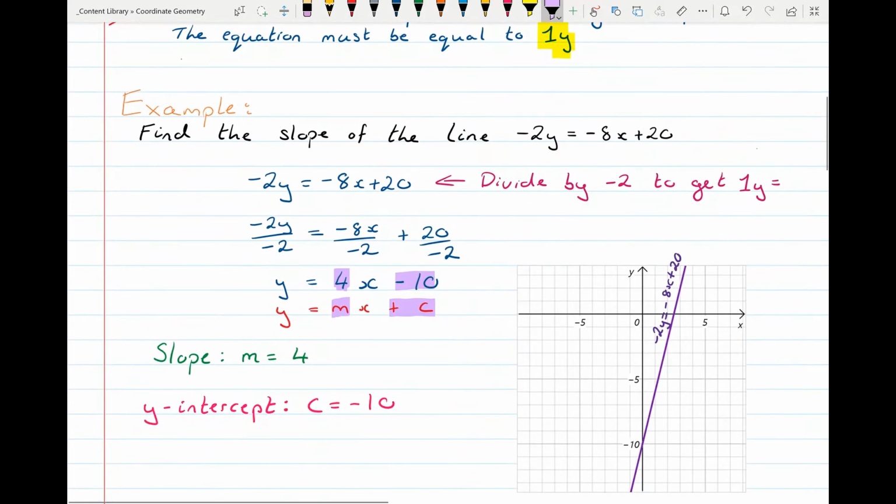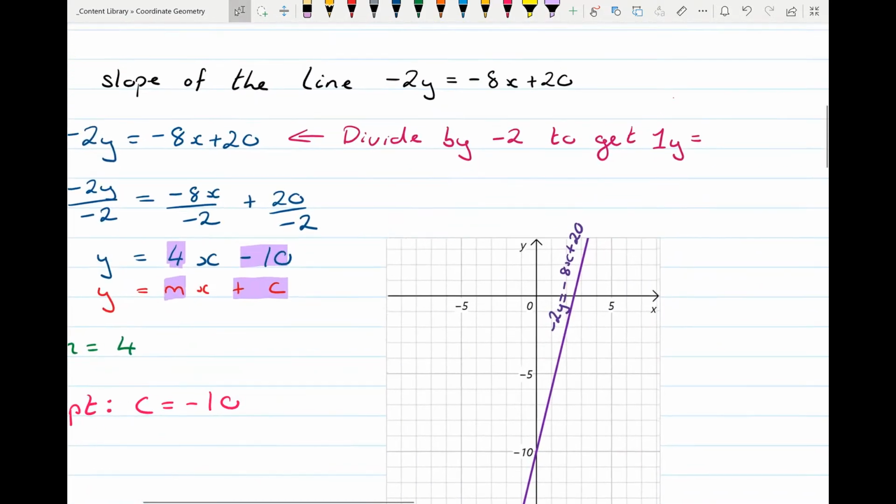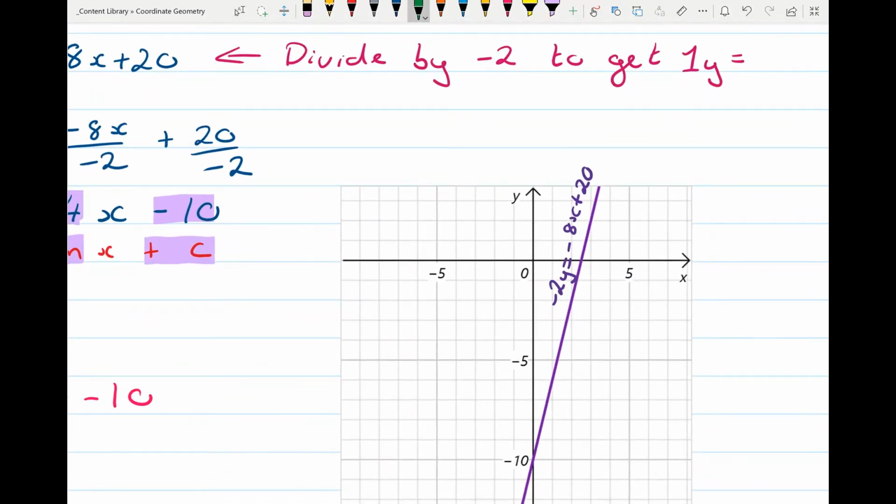And if we look at the graph of that line, we'll see that the slope can be calculated by rise over run. So I'm going to come from this point to this point. I'm going to come out 1 and up 4. So the rise over run is 4 over 1, which is 4. So the slope does work out to be 4. And the y-intercept, the point where it crosses the y-axis, is indeed minus 10.